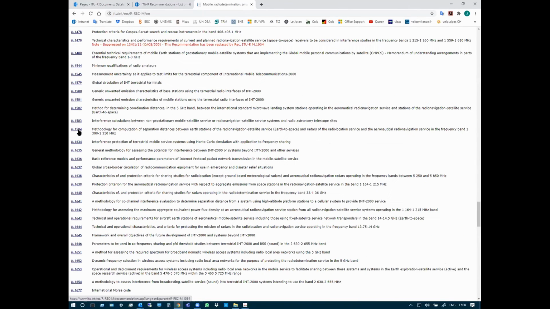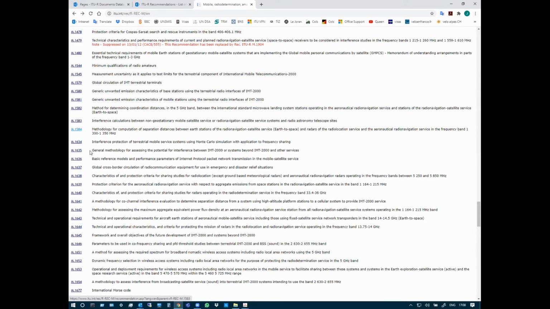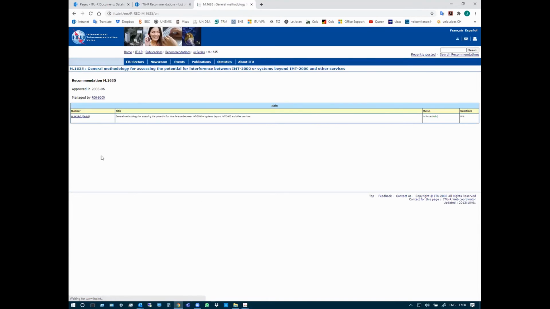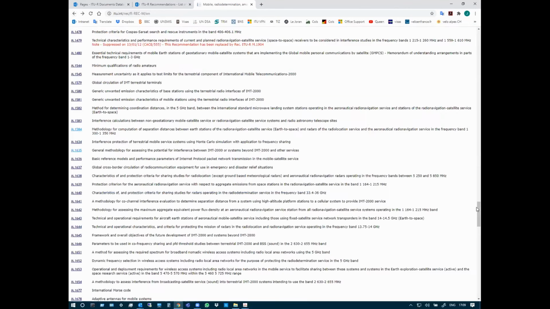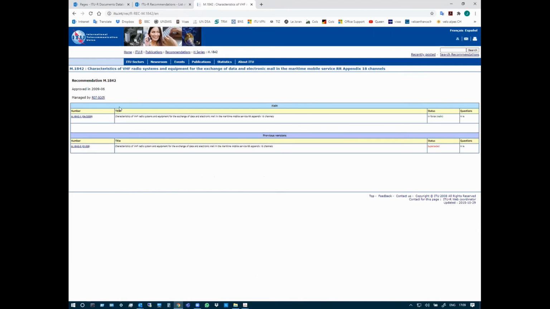Let's have something seldom. This is, for example, version 2 of our recommendation, method for computation. And the support, I don't see the other one. That's version 0. Let me look for some recommendation having several revisions. Here, for example, as you see, you have all the list of the system versions.